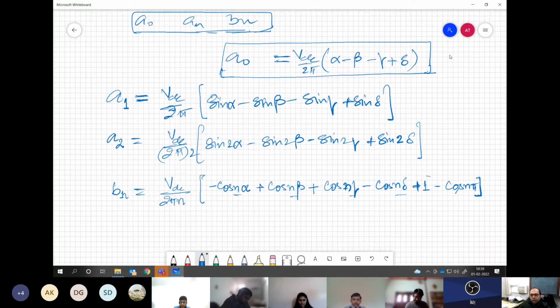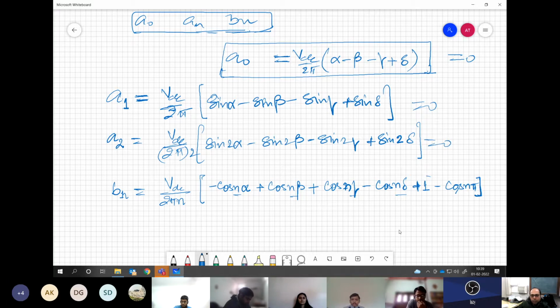So your A0 will become 0. There is no doubt in that. If that is the condition, this all cancels out. Here also, it will cancel out and this will become 0. Even A2 also, because this is symmetric, so we can generalize AN as this, and this also becomes 0.